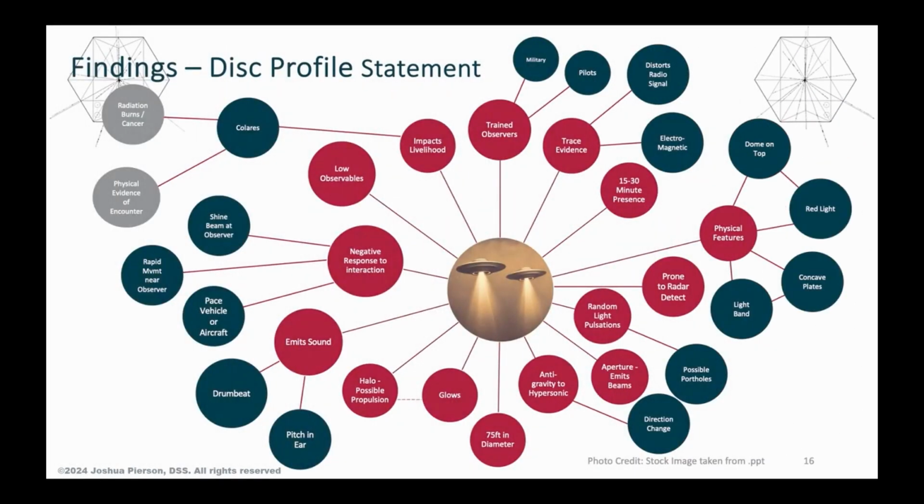The disc shape was reported 140 times and was most associated with transmedium capability, emitting a sound, and having a negative response to the observer. Discs like to hang around, with the most common duration occurring between 15 and 30 minutes. Discs are associated with the Colares event in Brazil in the 1970s and appear to leave a negative physiological response. Although we cannot measure the signature that may have caused the impact on livelihood, we can measure the effects of the signature on the affected population.